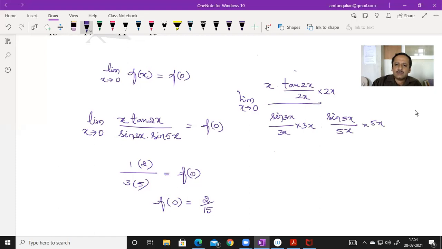As x approaches 0, tan 2x by 2x becomes 1. Sin 3x by 3x becomes 1. Sin 5x by 5x becomes 1. Then x gets cancelled. So 1 into 2 is 2 divided by 3 into 5, which is 15. Okay, so the answer is 2 by 15.